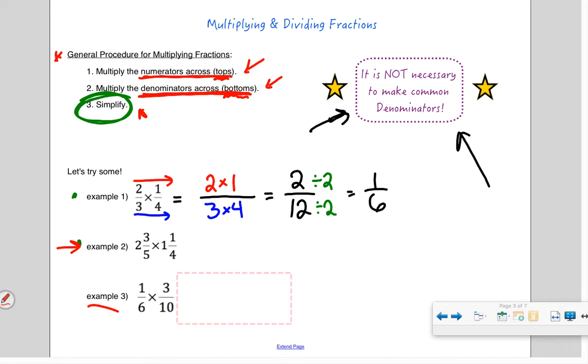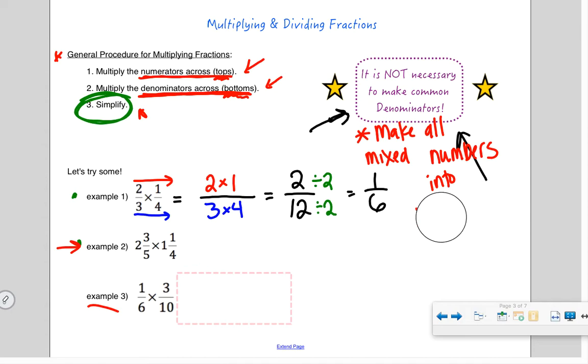And maybe that's something you want to write down in your own fancy little box. Make all mixed numbers into improper fractions. Oops, spell that again. Improper fractions. And I'll walk you through that.